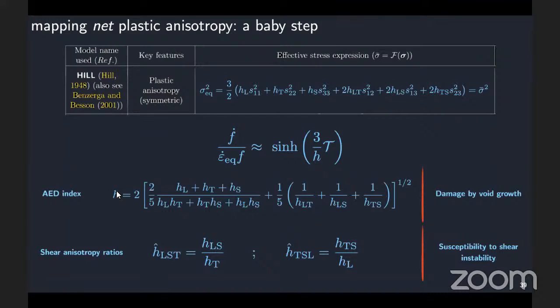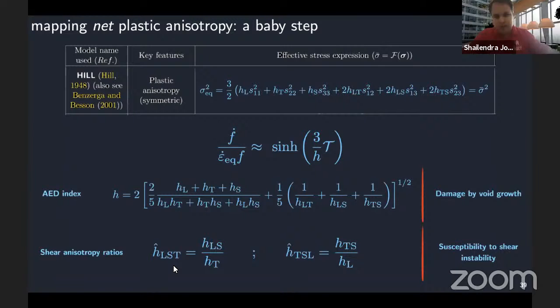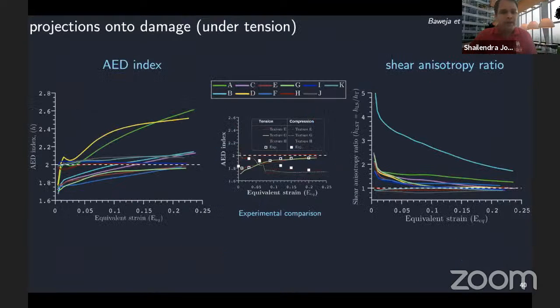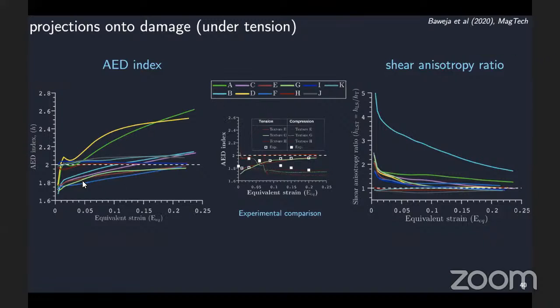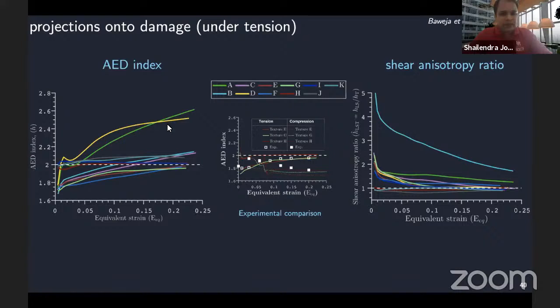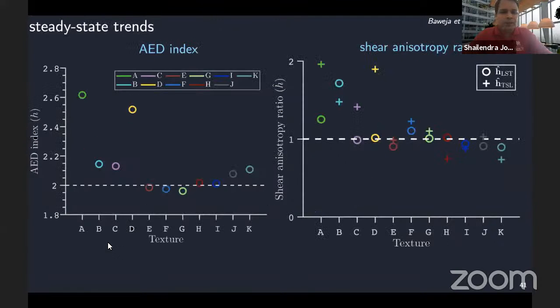So what we have done is we have computed these indices from those calculations that I showed you before, and we have plotted those indices as a function of different textures. Once we have plotted these for different textures, we can take steady state values at large magnitudes of strains, and then plot them as a function of texture. So AED index here is plotted for different textures at the steady state value.